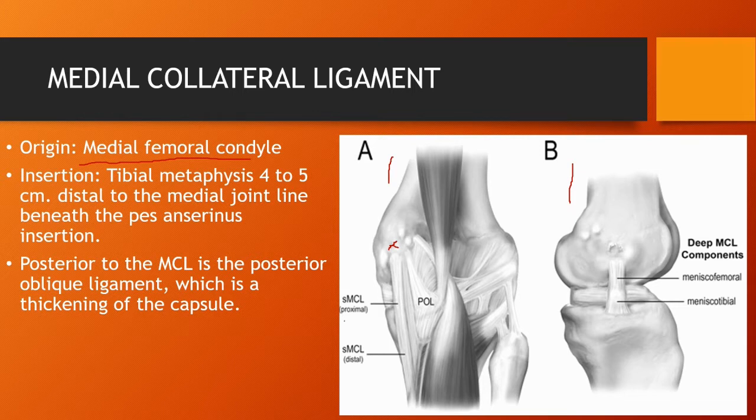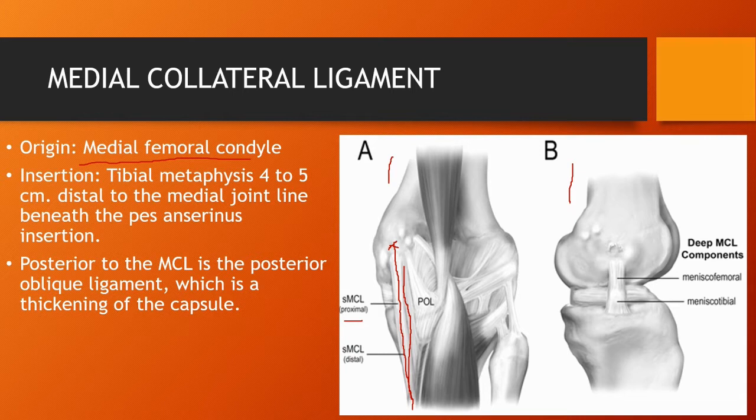So here we have the superficial component of the medial collateral ligament, showing its origin here on the medial femoral condyle, and then traversing down to attach on the distal tibial metaphysis. So there is the superficial proximal and the superficial distal aspect of the medial collateral ligament. We'll talk about a deep component of the medial collateral ligament as well.